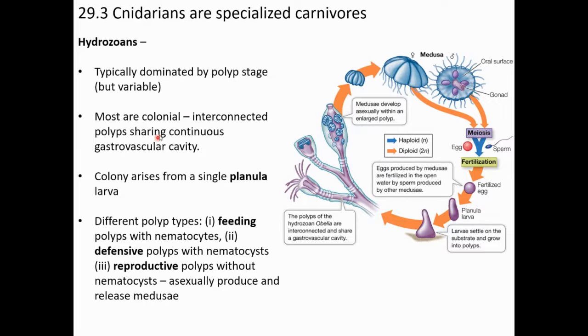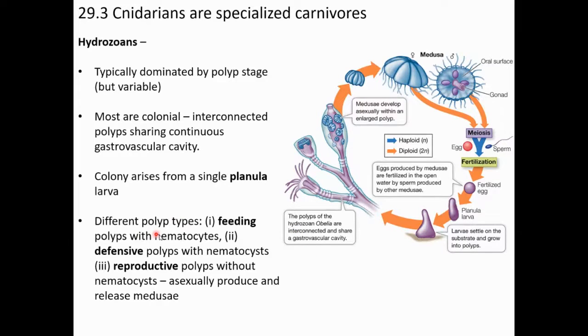So with hydrozoans, most of them are colonial with interconnected polyps that share continuous gastrovascular cavities. So they can share resources, as we discussed with some of the other ones. And the colonies arise from the so-called planula larval stage that the cnidarians have. So a single planula will land, it will develop into a polyp, and then that will bud into other ones.